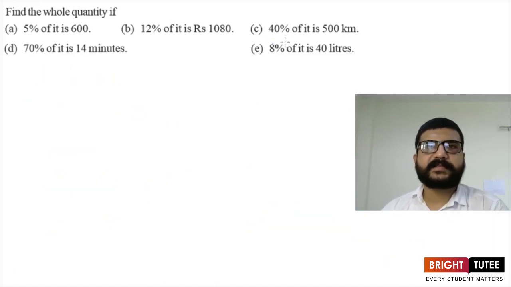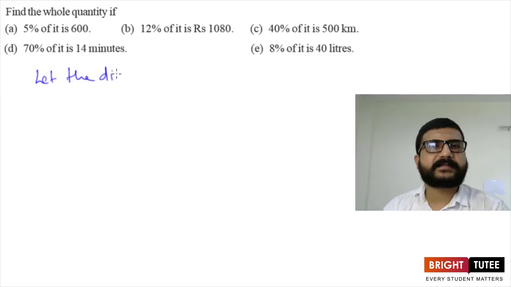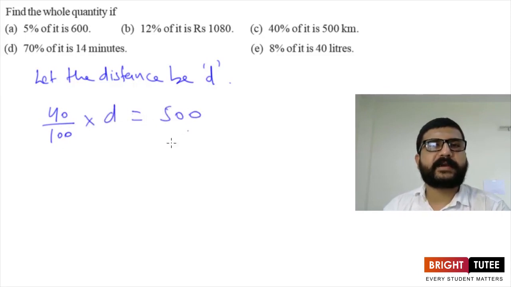Now the next one is 40% of it is 500 kilometers. So it means there is one distance whose 40% is 500 kilometers. We have to find that distance. So we can assume it as d. Let the distance be d. So now we are having 40% of d, means 40 upon 100 into d is equal to 500.